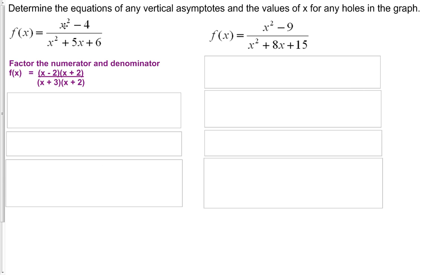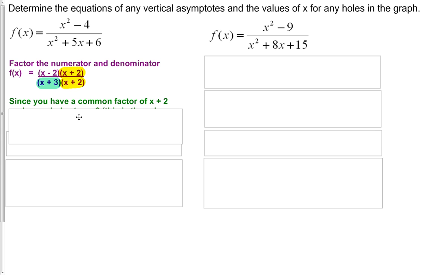In the top we have a difference of squares, so x squared minus 4 is x minus 2 and x plus 2. Denominator we have just unfoiling to x plus 3 and x plus 2. We see a common factor in the numerator and the denominator that we need to take into account. So that will be a hole. And then we see another area where we're going to have the denominator go to 0, but it doesn't cancel out with something in the numerator, and that's going to cause a vertical asymptote. So let's take a look at that.